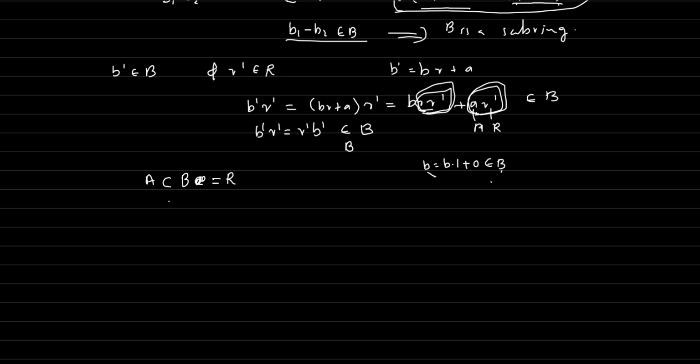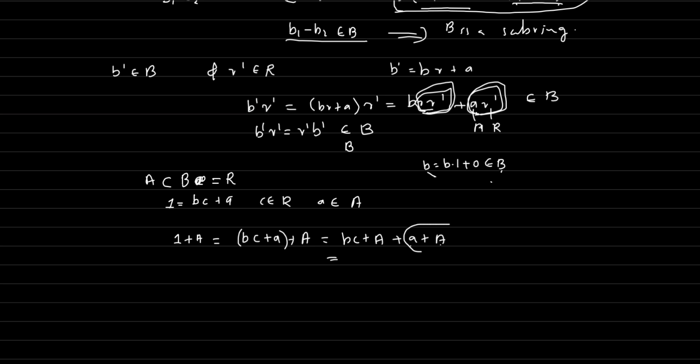Okay. Since B is equal to R and R contains unity, the unity can be written as some b into some c plus a, where c belongs to R and a belongs to A. Now consider 1 plus A, which will be equal to bc plus a plus A. And a is an element in A, therefore a plus A is A, the zero element, and here it will be equal to bc plus A, and it is equal to b plus A into c plus A.